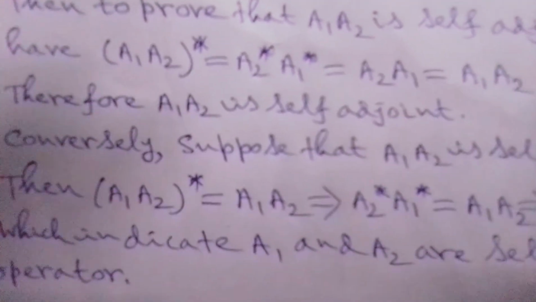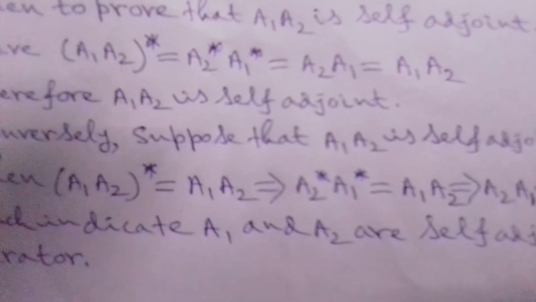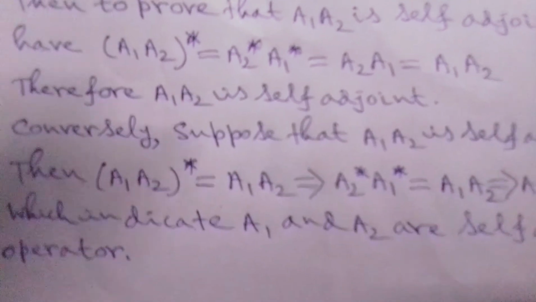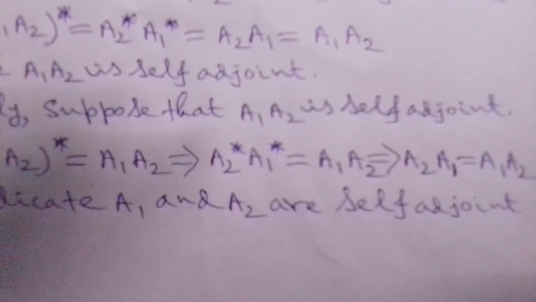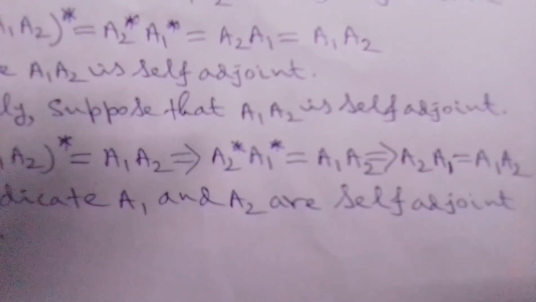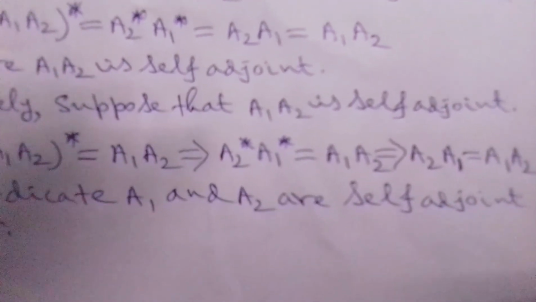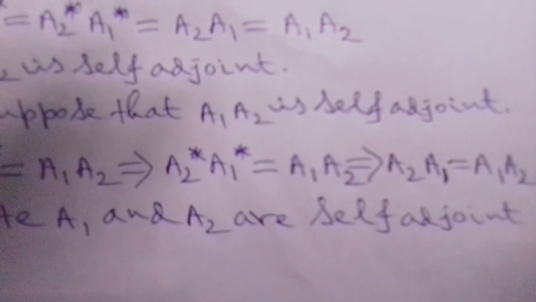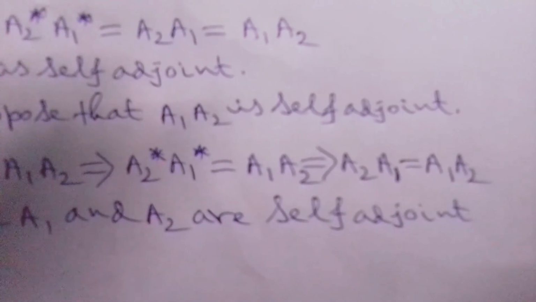Now conversely, suppose that A1 A2 is self-adjoint. We are assuming this condition. Then we have (A1 A2) star equals A1 A2, which implies A2 star A1 star, and that will also be equal to A1 A2. Since A2 is self-adjoint, A2 star equals A2, and also A1 star is equal to A1. So that will give the condition A2 A1 is equal to A1 A2.